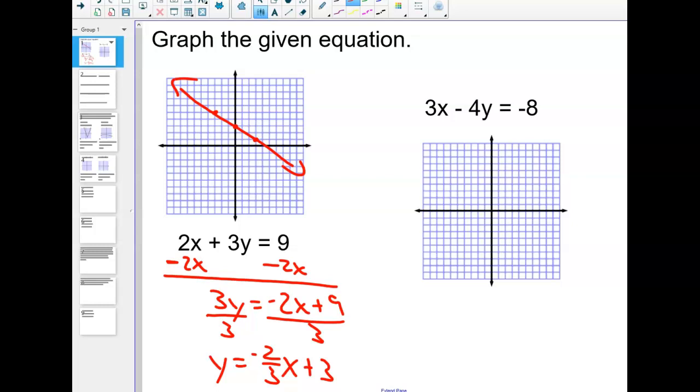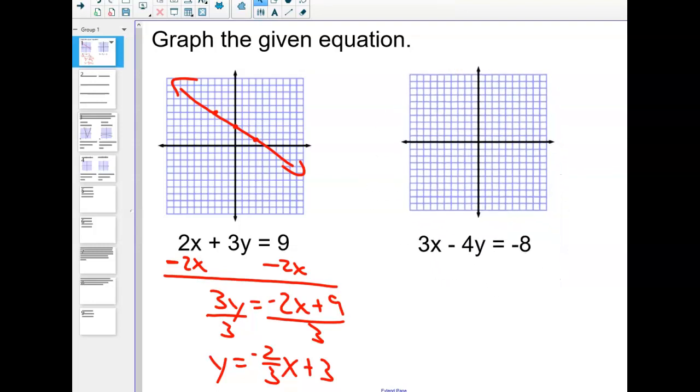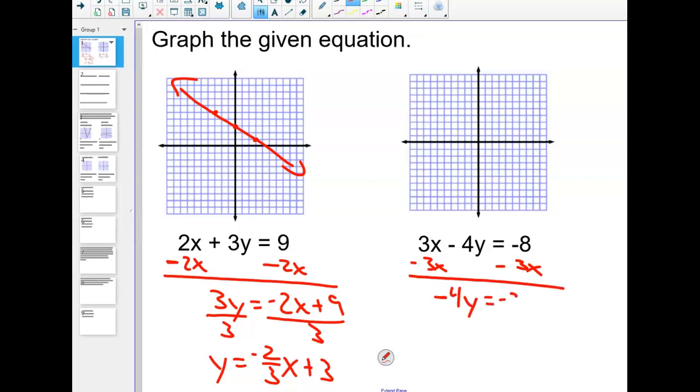The second one, same deal. We're going to move the x with its coefficient over through addition or subtraction. Usually it'll be subtraction. Now we're going to divide everything by negative 4. And we're going to be left with y equals negative 3 over negative 4 is a positive 3/4. Negative 8 over negative 4 is a positive 2.